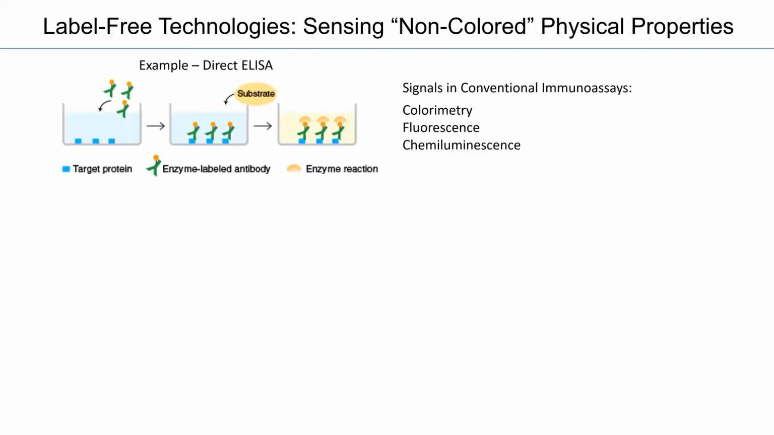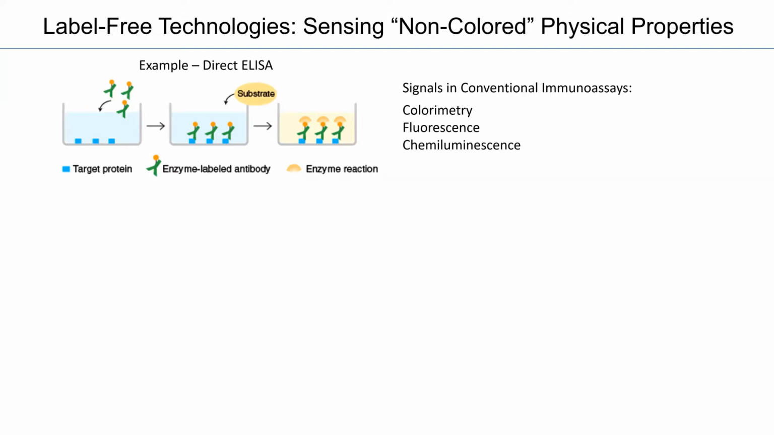In order to understand label-free immunoassays, I think we first should take a look at the label-free technologies on which the label-free immunoassays are established. Label-free here is used in contrast to the conventional immunoassays in which labeling is required. So let's take a look at a conventional immunoassay. Here the example is ELISA.